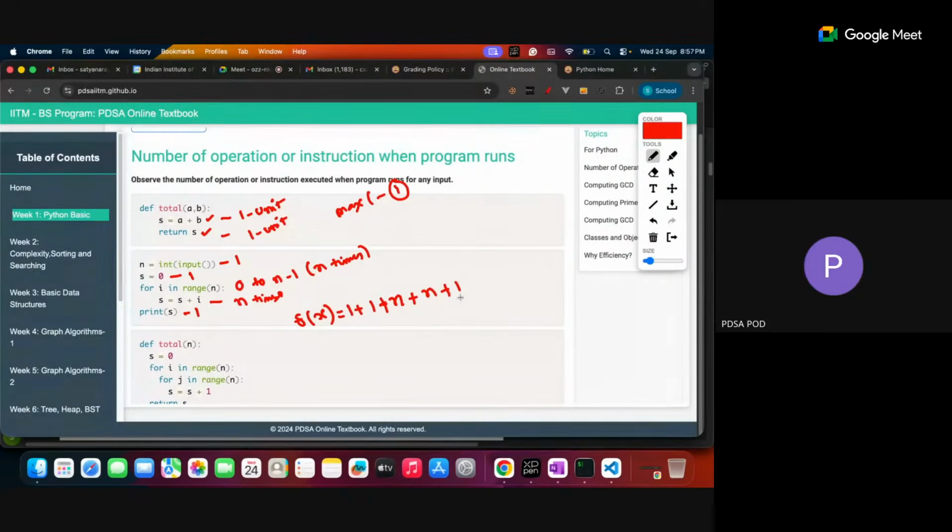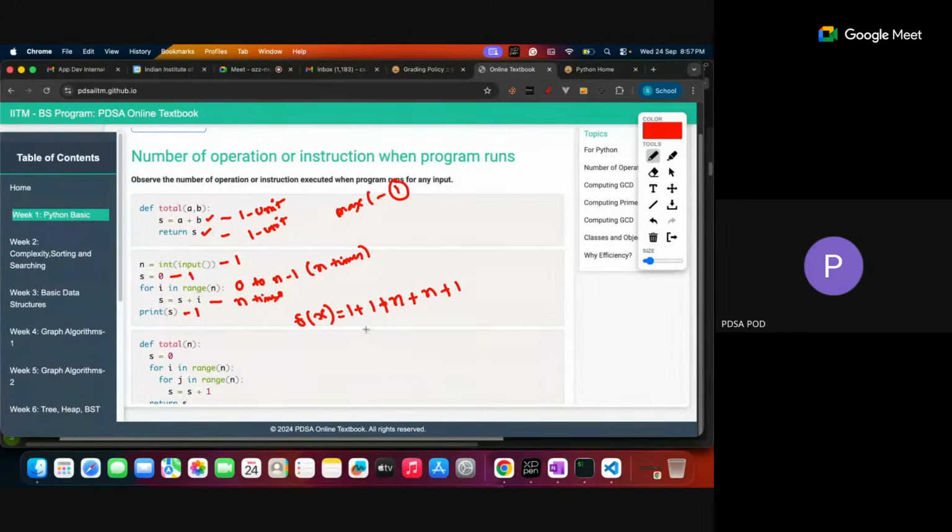Is it right? What you did here? Total, how many instructions are there? Each instruction, how many units of time is it taking? Clear? Unit of time. Sir, but why is the print statement not counted in time? Just a minute, I'll come back.